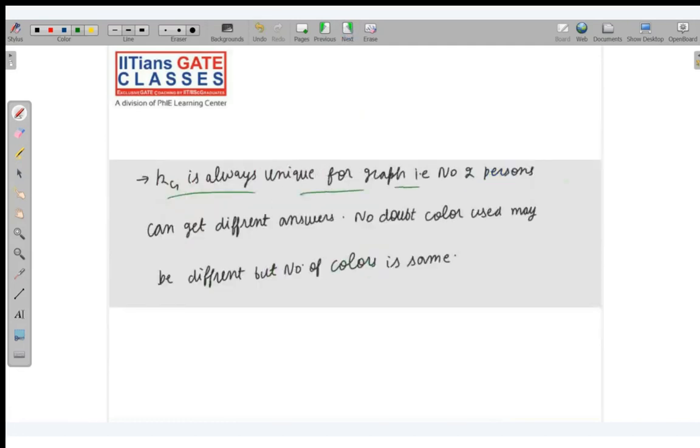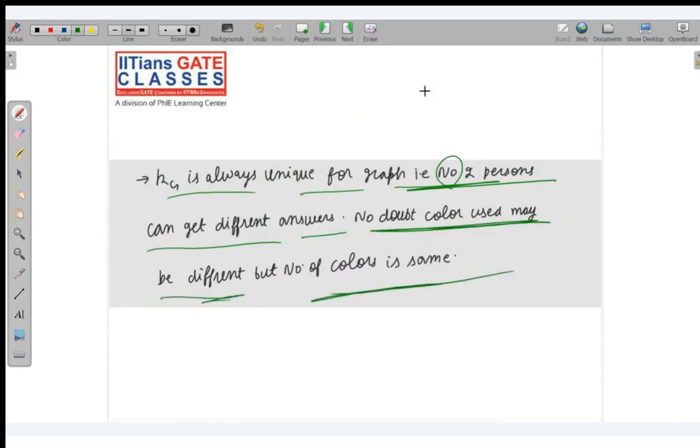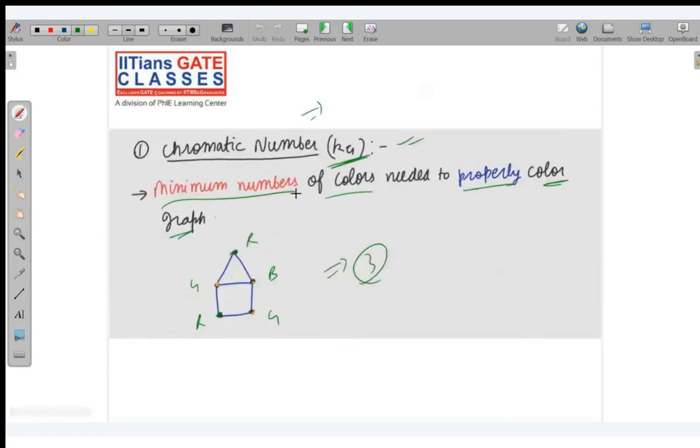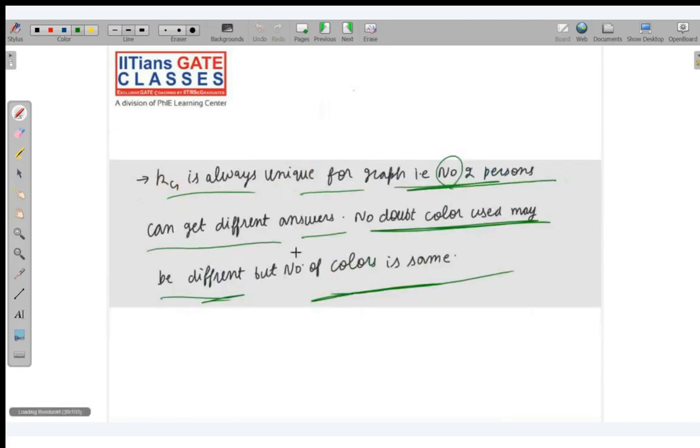Okay, so kg is always unique for a graph. That is, no two persons can get different answers. No doubt the colors used may be different, but the number of colors is the same. I think you already know, na? Chromatic number means the minimum number of colors, so the number is the same. You might take cyan, magenta, yellow, whatever colors you want, but the number is the same. Okay, 3. You will get 3 as the answer. So that is what I have written here. Take snapshot. I will jump to the next slide.